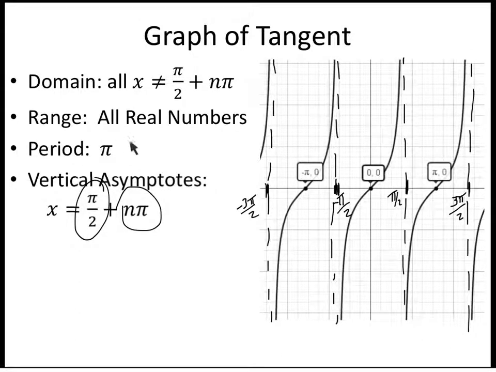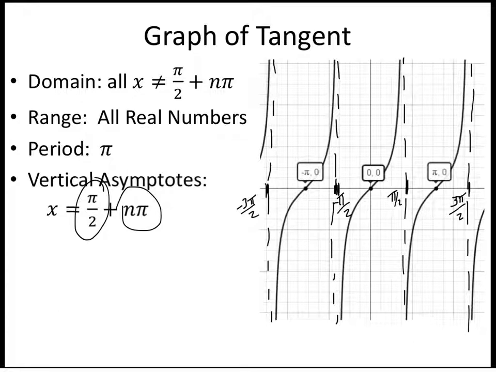Now we do this twice in 2 pi. So our period is pi. If you consider that 0, 0 is the beginning, then we repeat again at pi, and we repeat again at 2 pi. So we have 2 periods in one rotation of the unit circle. That's how that goes with tangent.